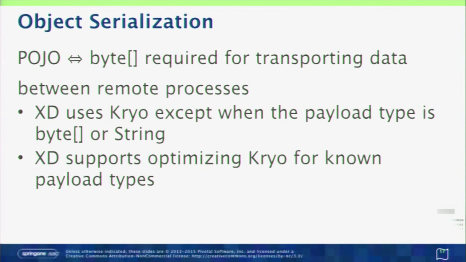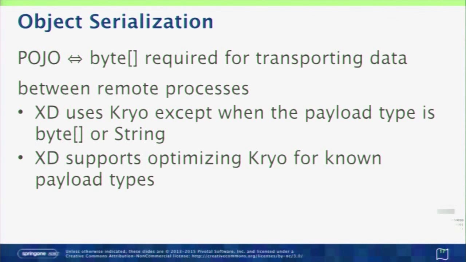XD uses Kryo serialization, which is very performant. But this happens in the message bus. The message bus is configured with what we call a codec, which is the strategy for doing serialization and deserialization. But it's also smart enough to recognize if the payload type is already a byte array, then let's just pass it through the way it is. We don't do any extra overhead there. If it's a string, then we use getBytes, and we avoid Kryo serialization. Kryo is very fast, as we'll see, relative to Java serialization and other open source libraries.